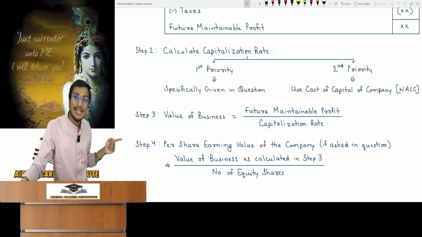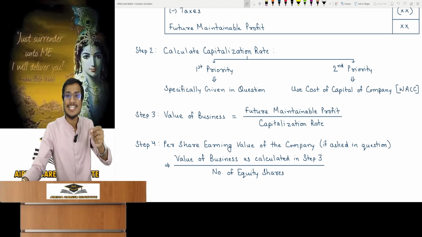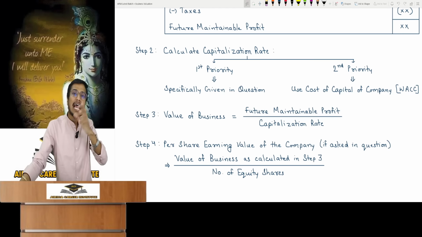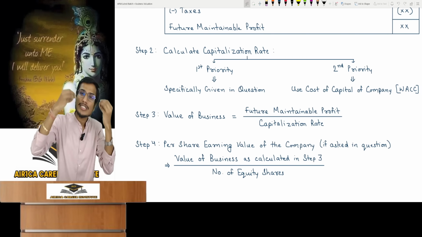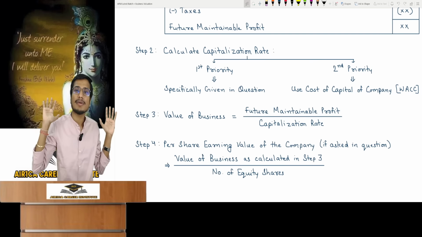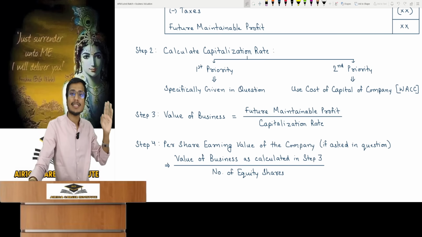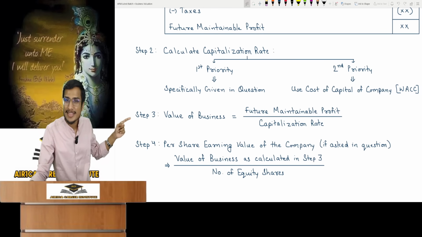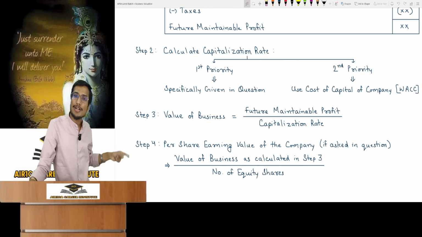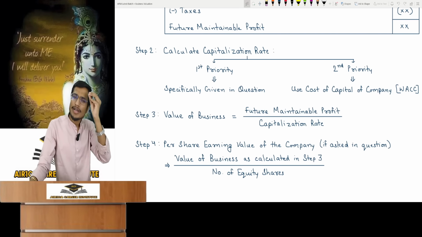Here it didn't say equity value per share. Here it says per share earning value of the company. Directly make the earning value per share, which has no logic, no rhyme or reason, no sense at all. There is no interpretation for this, but if it asks, you will have to do that. Take the earning value of business that you calculated, take that as it is and divide it by number of shares. This has no interpretation.